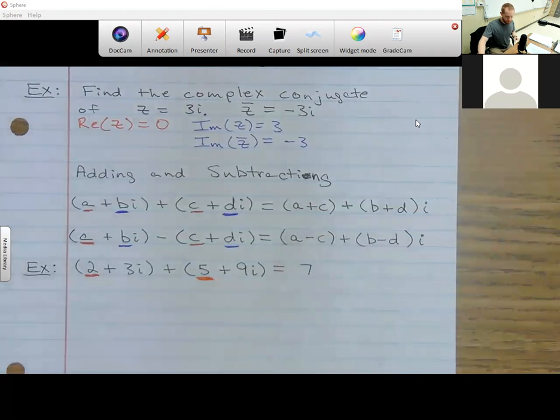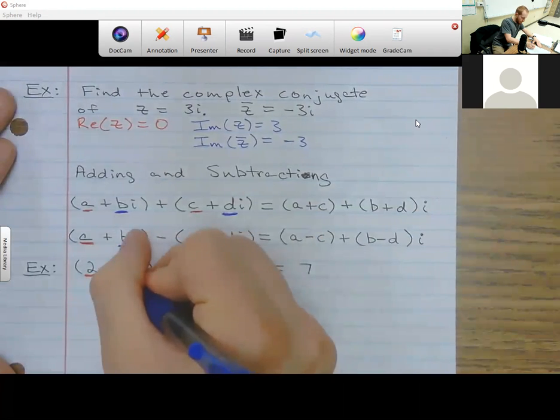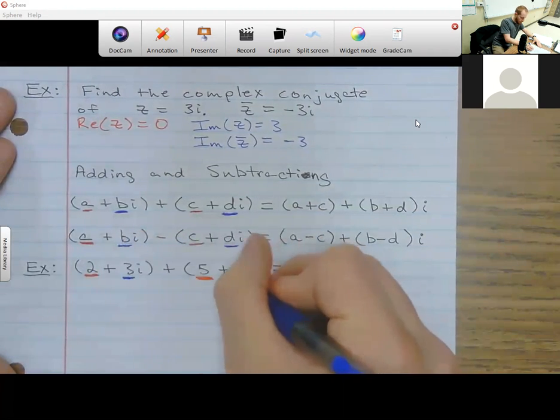Now, before I do the plus or minus, I'm going to grab my blue pen and I'm going to underline the imaginary parts. So where are my imaginary parts going to be? They're going to be attached to the i, right? So 3 and 9.